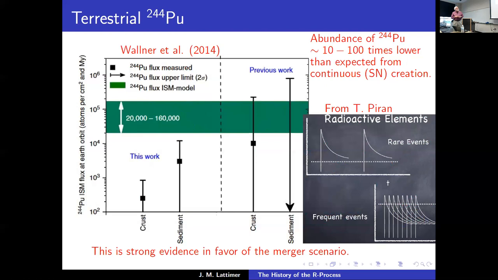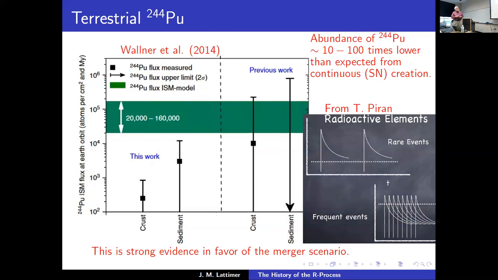Now, depending on how the plutonium-244, which is a radioactive isotope that's produced by the R process, is created, it will be observed to have either a high abundance in the Earth's crust or a relatively low abundance. So here's a blackboard argument by Zvi Piran. If you have a radioactive element produced in an event, if the events are rare, you're more likely to see it when a lot of decay has occurred, and so its abundance is going to be relatively small. On the other hand, if the radioactive isotope is produced in much more frequent events, you're going to be likely to observe a relatively high abundance.